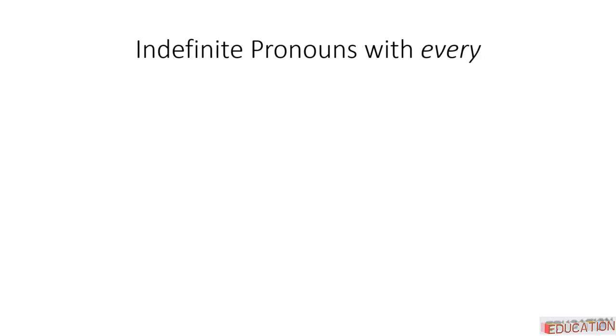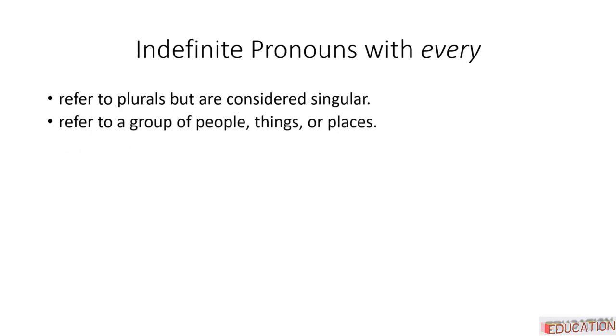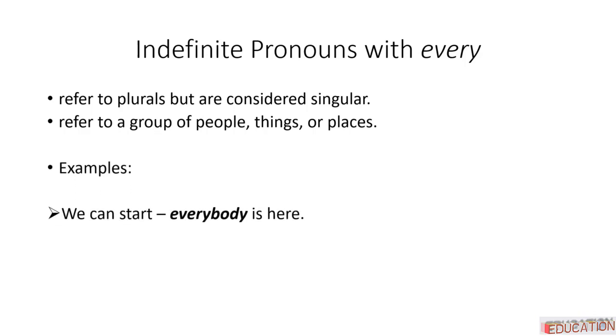Indefinite pronouns with every. These refer to plurals, but are treated and considered to be singular. They refer to a group of people, things, or places. So the group is the singular part. Here are some examples. Everybody is here. Please note everybody is here, not everybody are here. We're talking about the group, everybody.